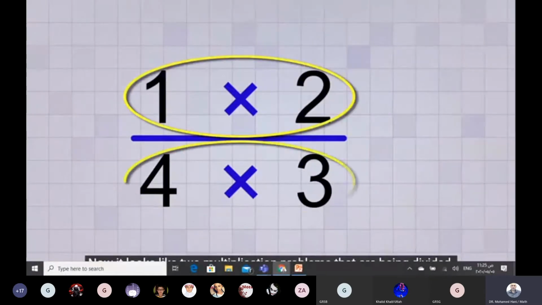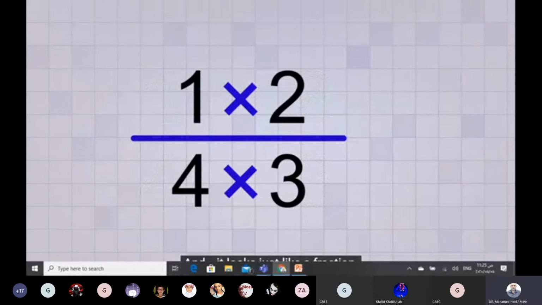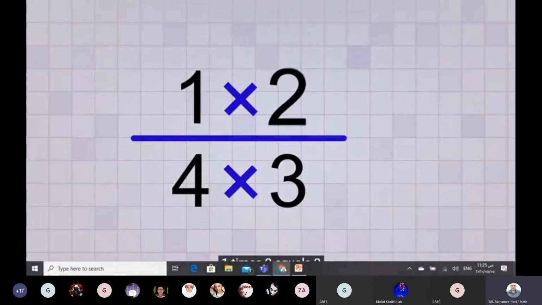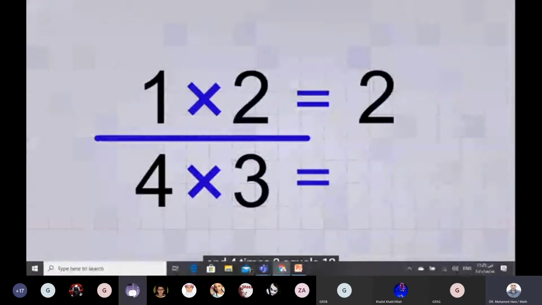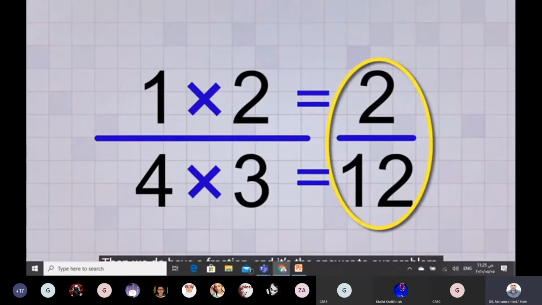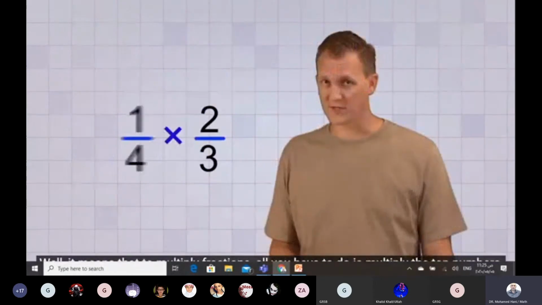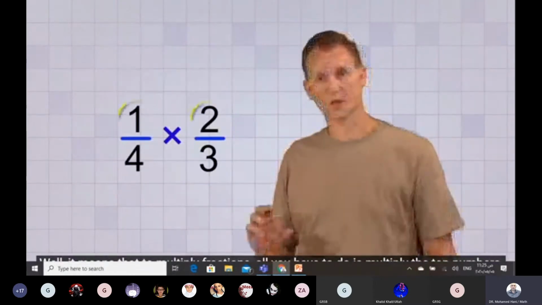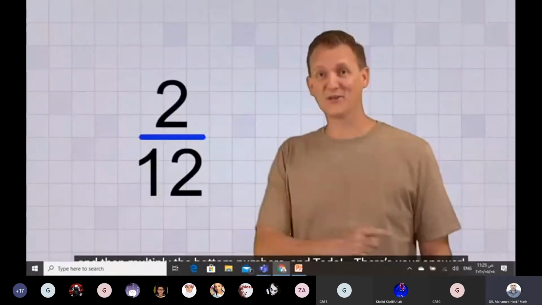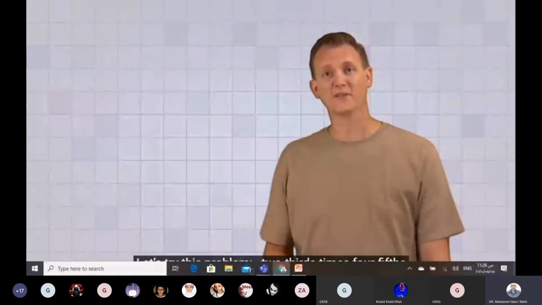Now it looks like two multiplication problems that are being divided, and it looks just like a fraction. In fact, if we go ahead and do the multiplications, 1 times 2 equals 2, and 4 times 3 equals 12, then we do have a fraction, and it's the answer to our problem. So what does all this mean? Well, it means that to multiply fractions, all you have to do is multiply the top numbers, and then multiply the bottom numbers, and ta-da, there's your answer. As always, let's see an example or two.